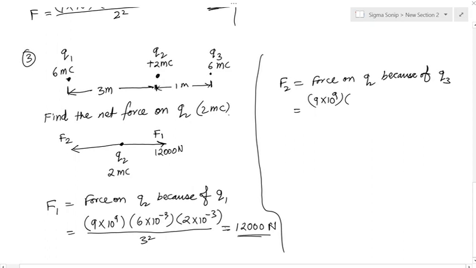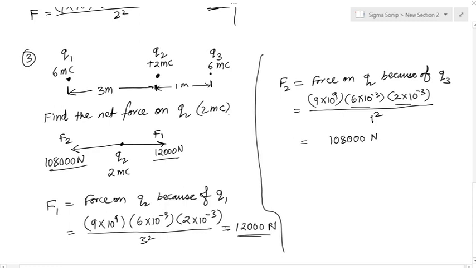Again we know all the values, so just plug in the formula. K times the first charge times the second charge, divided by d squared, and that gives us a value of 108,000 Newton. So going back to my diagram here, I can see that the force here is 108,000 Newton.